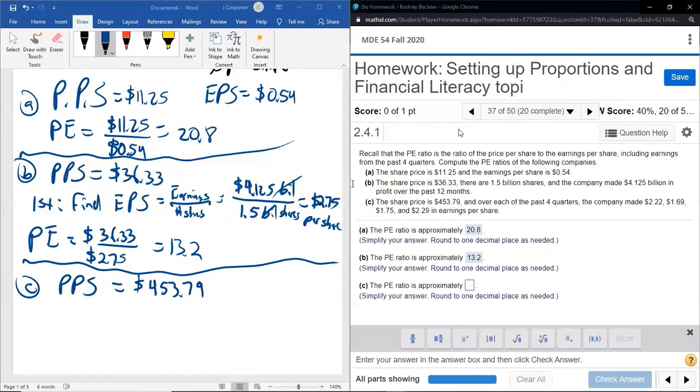Well, it's actually pretty easy. You just add all 4 of those up. If they earned this much the first 3 months, this much the next 3 months, this much the next 3, and the next 3, if you add those up, you'll get your total earnings per share over the entire year.